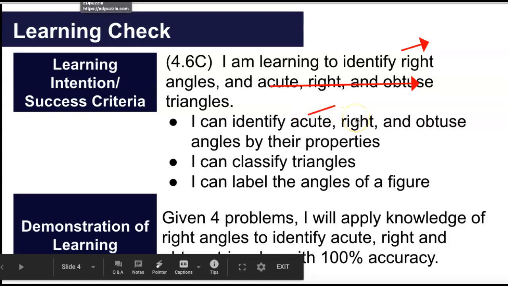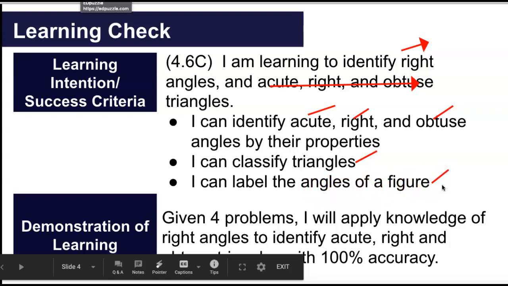How about classify the triangles? Yes, we can. We know that it is either going to be an acute, a right, or obtuse triangle. And can we label the angles of the figure? Yes, we can. Remember, we always move clockwise around the figure to label the angles.